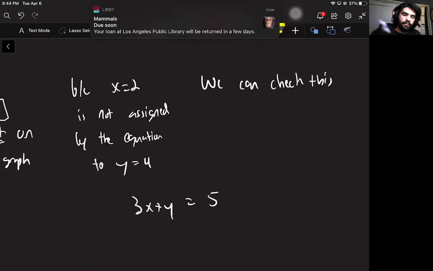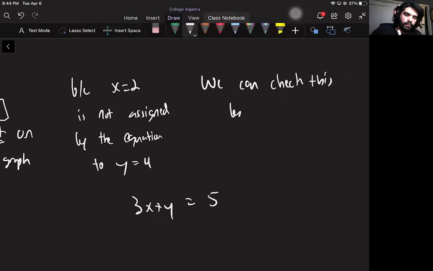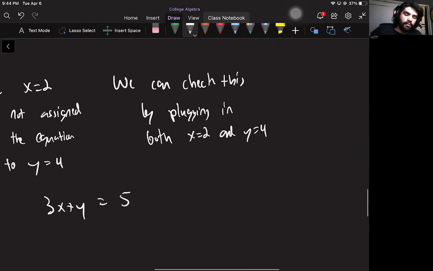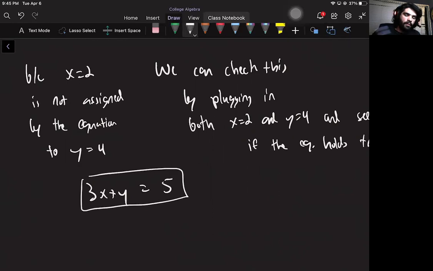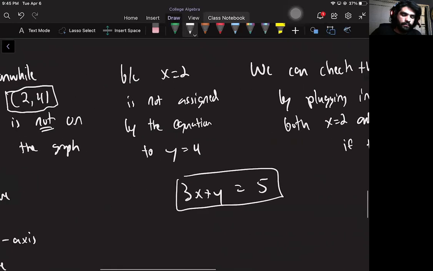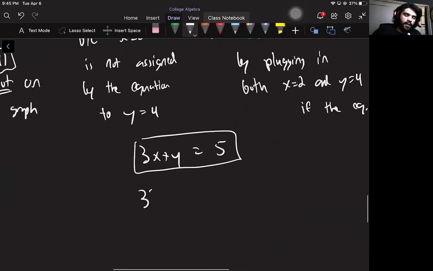We can check this by plugging in both x equals 2 and y equals 4 at the same time and seeing if the equation holds true. So let's see what that means. So I'm going to take my equation and I want to see if 2 comma 4 is on there. It's on the graph. So what I'm going to do is change the x to 2. I'm going to change the y to 4, aka plug those numbers in and see what I get.